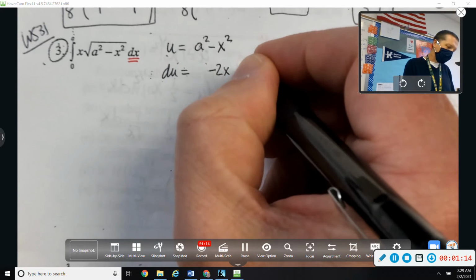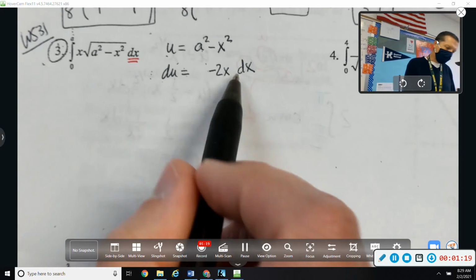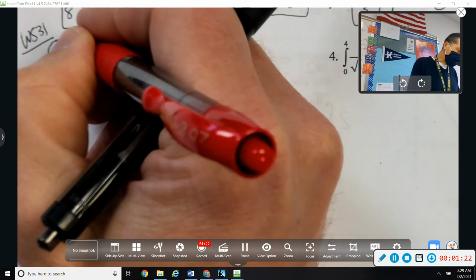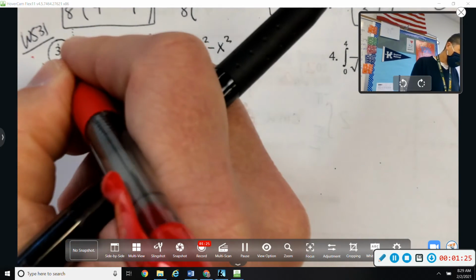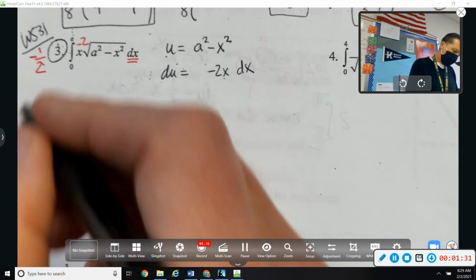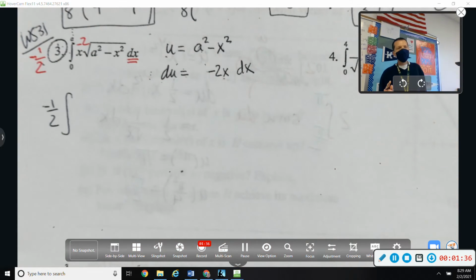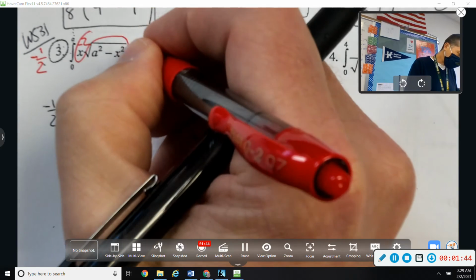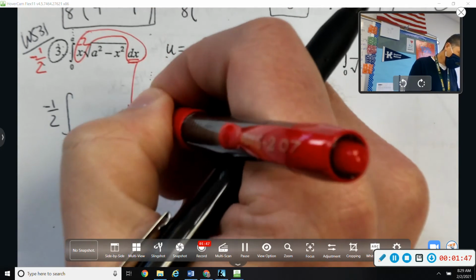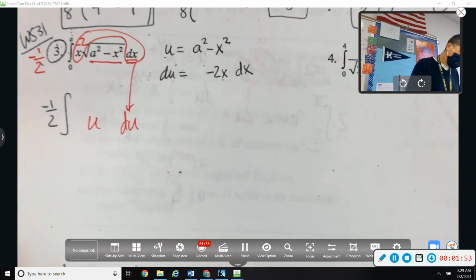And then minus 2x dx. So this is good, this is close. I'm only off by the negative 2. So I don't know where to put this stuff. I need a negative 1/2 out front. So negative 1/2, integral. I'm not going to write 0 to a because I know those are going to change because those are x things. I need them to be u things. And then minus 2x dx, that's du. And then u to the 1/2.